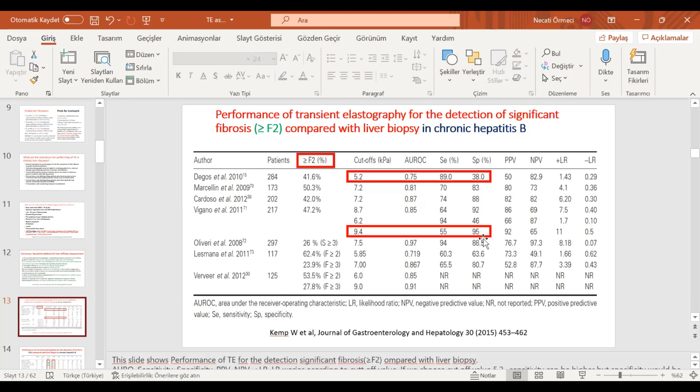So when accepting cutoff levels, we should be careful because many factors, such as steatosis and perisinusoidal fibrosis, influence the cutoff value. Because of that, we have to be careful.